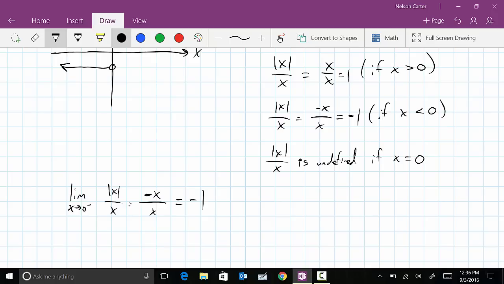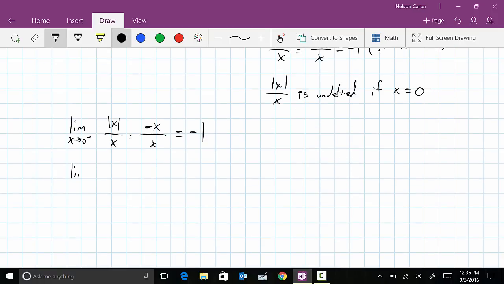Okay. Now if we take the limit as x approaches 0 from the right of the absolute value of x over x, now we're allowed to replace the absolute value of x with x. Why? Because it's equal to x when we're to the right of 0. But that's equal to 1.